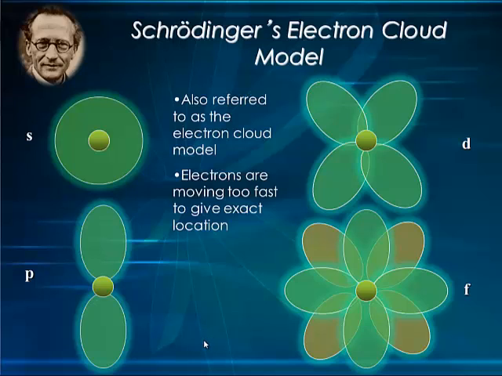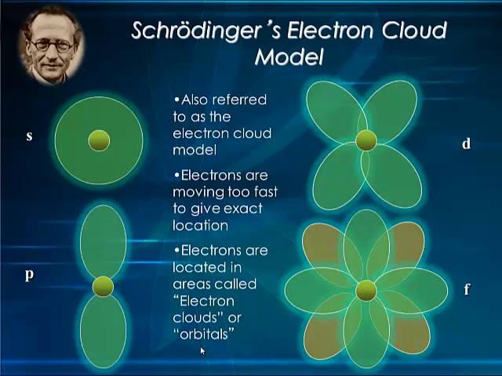So what Schrödinger said was, instead of giving the exact location of these electrons, we are going to give probable locations, and those probable locations were based on equations of probability, and they were referred to as electron clouds or electron orbitals. So these would be probable spaces, mathematically calculated spaces or volumes where we could find the electrons.